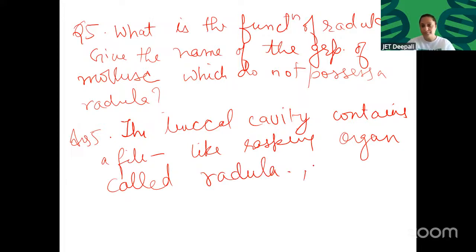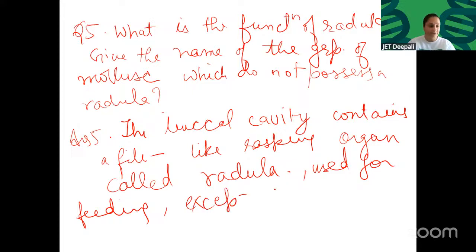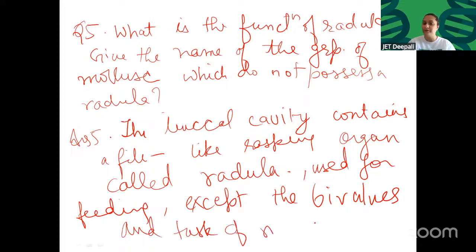Used for feeding, except, now they are not found except in the bivalves. Bivalve is a class in mollusks, and tusk of mollusk means dentalium, if you remember. When we were studying the mollusks, there is a mollusk which looks like an elephant tusk. Dentalium is the example. Okay.